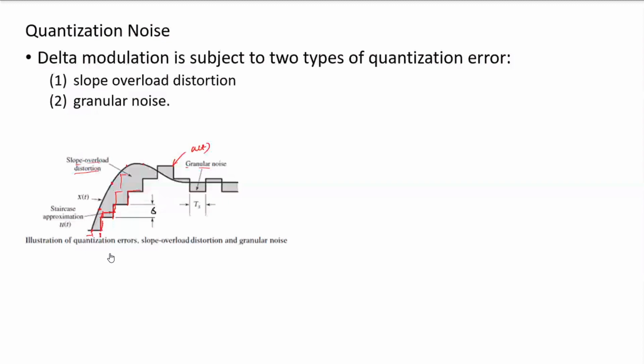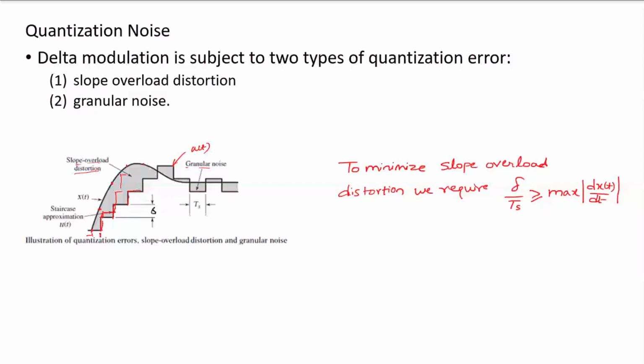Adaptive in the sense what? Based on the approximation, based on the slope, it will increase or decrease the step size of delta, right? If there is a continuous slope like this, increase the step size. If the signal is getting settled, then decrease the step size. Who can do that, right?